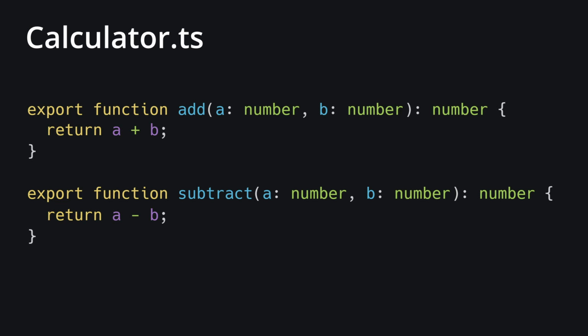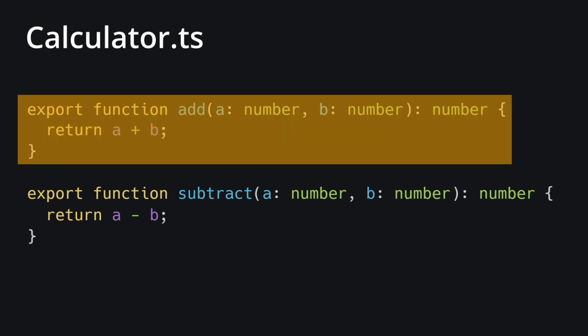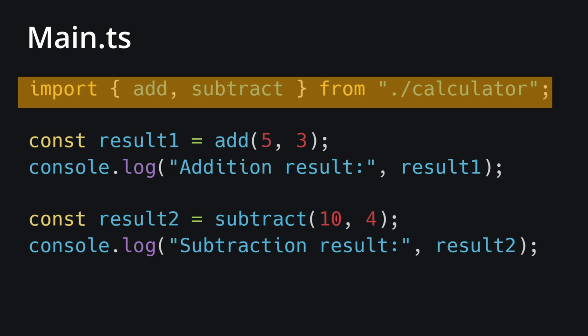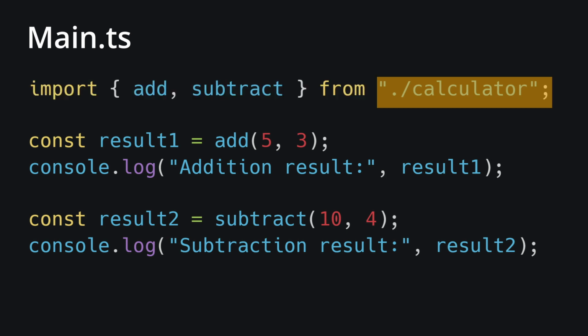Suppose we have a project where we want to separate our code into multiple files, each containing a specific module. Here's a simple example. In calculator.ts, we can define a module that contains functions related to mathematical calculations. For instance, we can have a function called add that adds two numbers together. Now, in our main.ts file, we can import and use the functions from the calculator module.